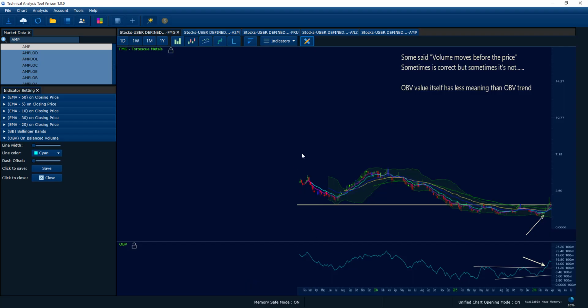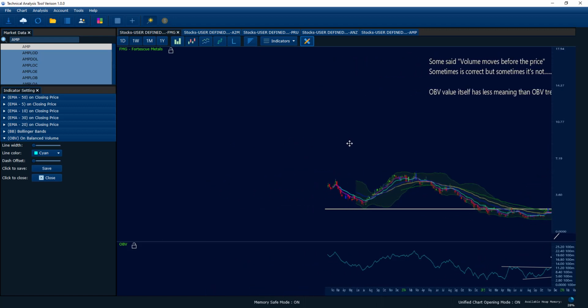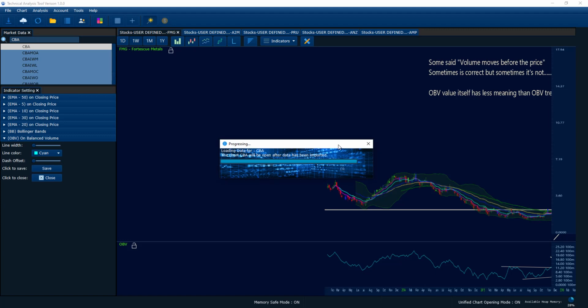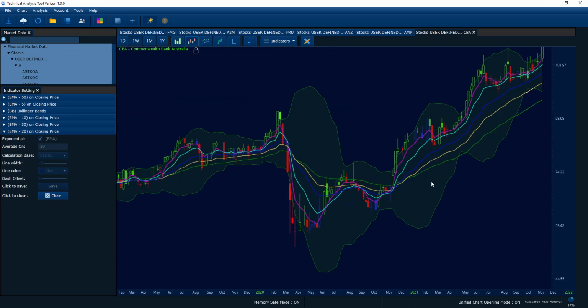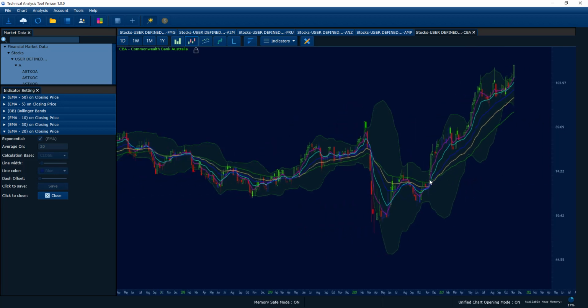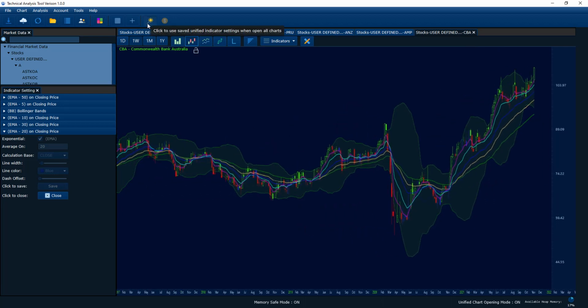Let's get started. Okay, so once you open the charts, if you want to bring up the OBV, let's open a new chart, CBA. I already imported the Australian share market data using memory safe mode. As you can see, that's a new chart because I'm using the unified chart opening mode. That's my favorite settings for when I open any chart.